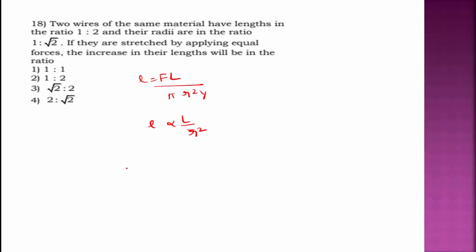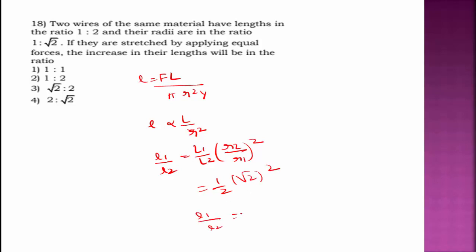F and Y are constant, then the ratio l1 by l2 is equal to L1 by L2 into R2 divided by R1 whole square. Therefore, if they are stretched by applying equal forces, the increase in their lengths, L is 1 is to 2, and R2 divided by R1, that is root 2, into whole square. Therefore, l1 by l2 is equal to 1 is to 1. Option 1 is the right answer.